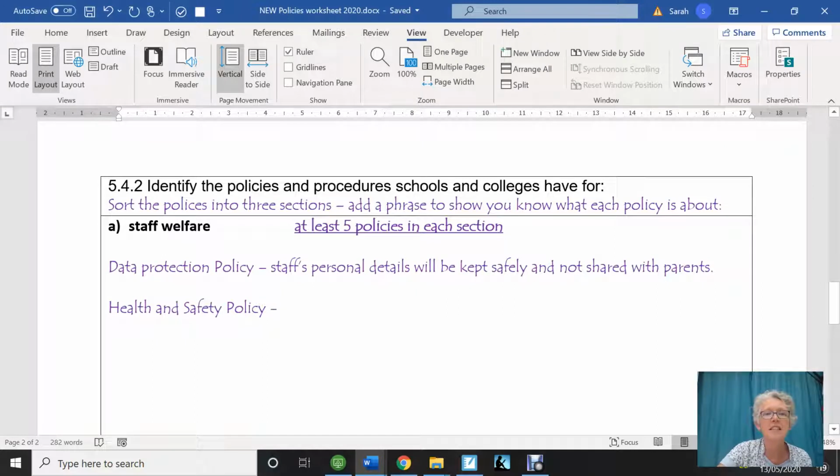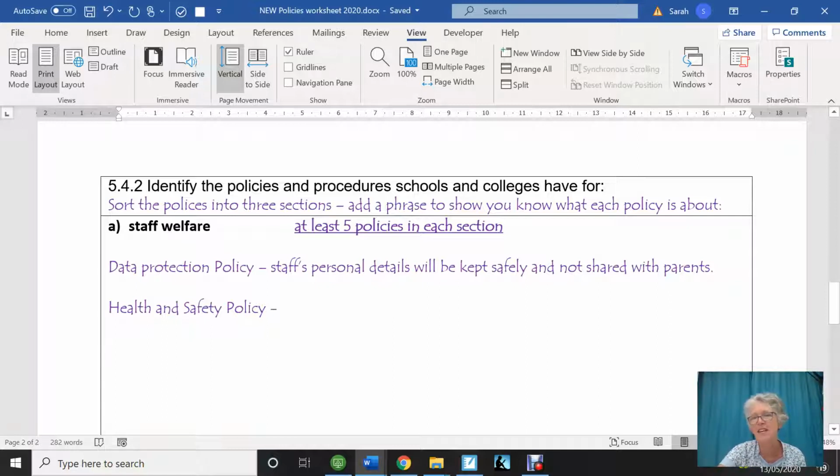And this is an identify question, so you can just put, like I've started for you here, a list of policies. And then in a list, you can't just write the single list of policies. You need to put a little phrase to show that you know what each policy is about. So I've done one for you, data protection policy. And I've said staff's personal details will be kept safely and not shared, for example, with the parents. And then I've put health and safety policy.